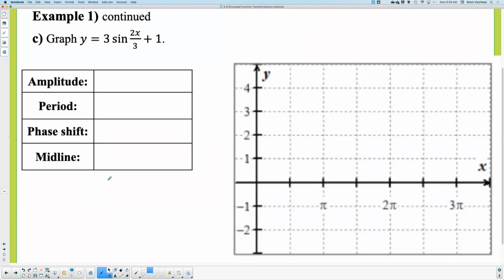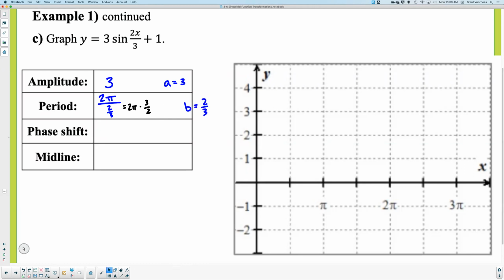All right, in this problem, what is our amplitude on part C here? 3. What is our period? Well, let me ask this. What's our B? I probably should be writing these so later on we can figure out where the values are coming from. The B is 2/3. The formula is you take 2 pi and you divide it by B. What's the same thing as taking 2 pi and dividing it by 2/3? 2 pi multiplied by 3 over 2. That's correct.